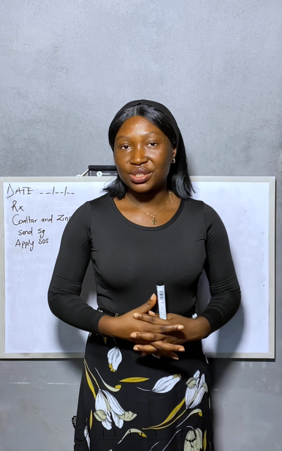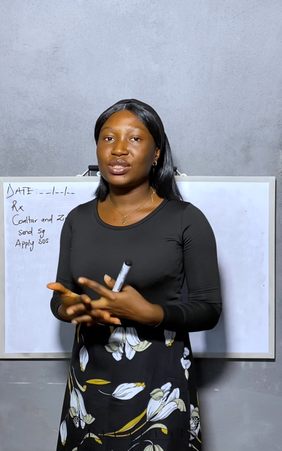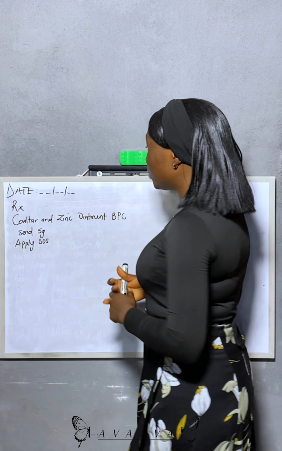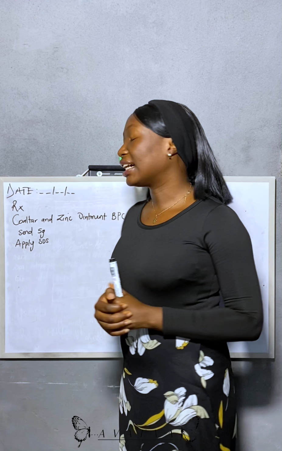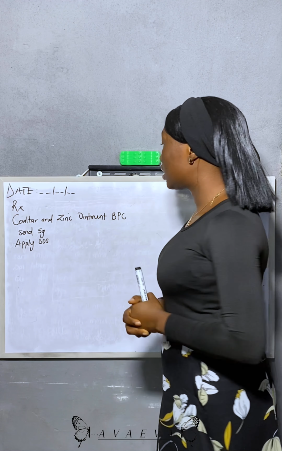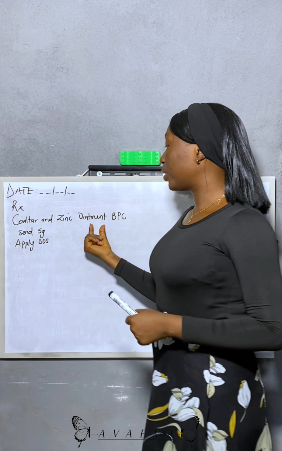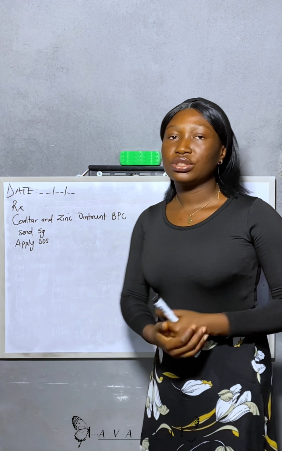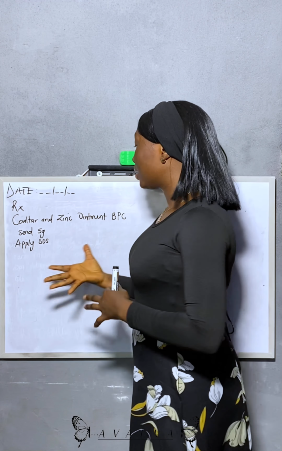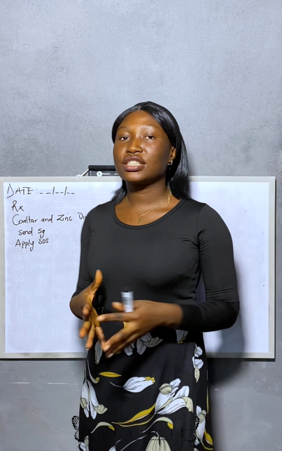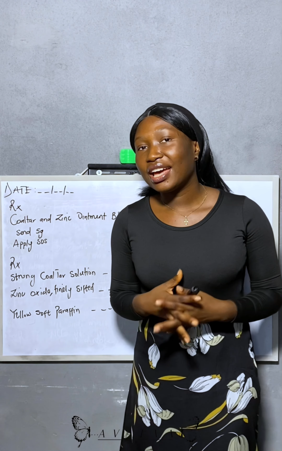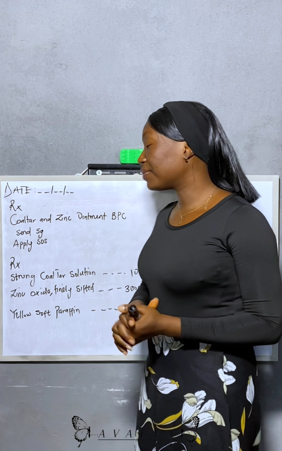We have more questions on that ointment, as that is what we'll be looking at on this episode. So never forget your dates. And the question we have here with us is coal tar and zinc ointment BPC, send 5 gram, and for direction apply SOS. And like we have said severally, the next thing to do is to bring out your ingredients from the BPC. Here are the ingredients we'll be working with for this preparation.